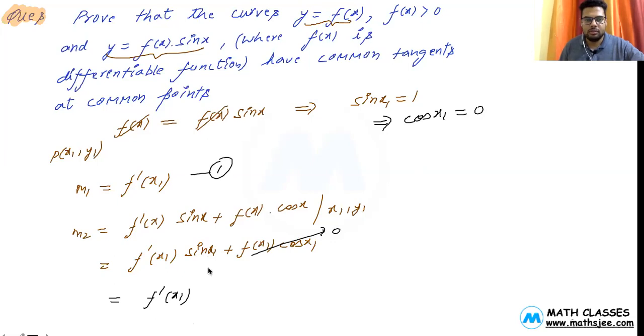So from these two, we have m1 equals m2, right? So when m1 equals m2 and the point of intersection is the same, the tangent to this curve at the point P has the same slope as the tangent to this curve at the point P. So actually we have the same line and same slope for both of the tangents. So it simply means the tangent is only one, right?